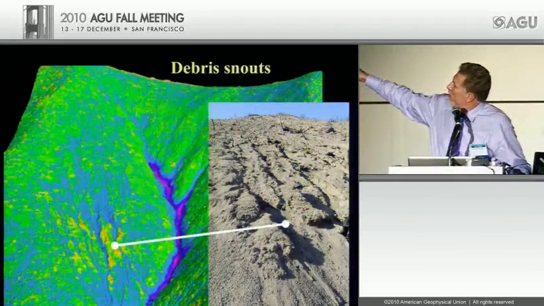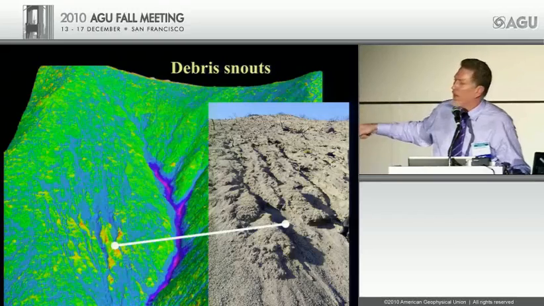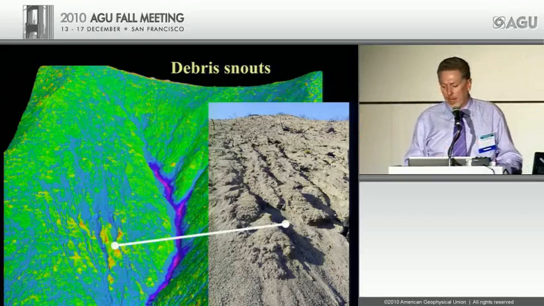We got some debris snouts. As the material came down, we had coarse gravel here. The water dropped out and all the sediment ended up leaving.